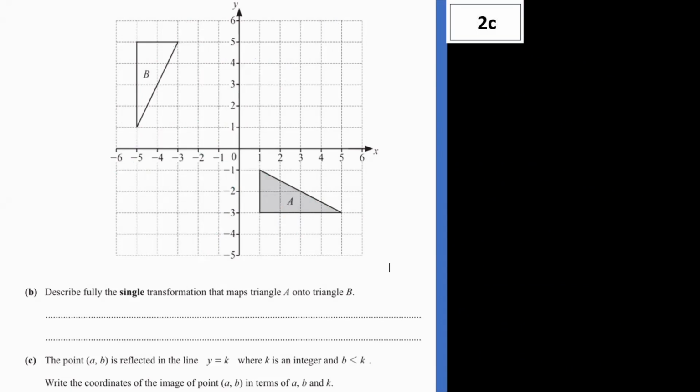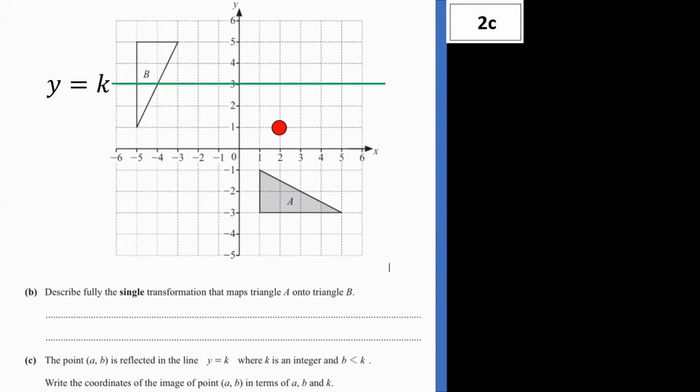For the C part, we are told that the point (a, b) is reflected in the line y equals k, where k is an integer and b is less than k. Write the coordinates of the image of point (a, b) in terms of a, b, and k. Okay, so now how do we do this?